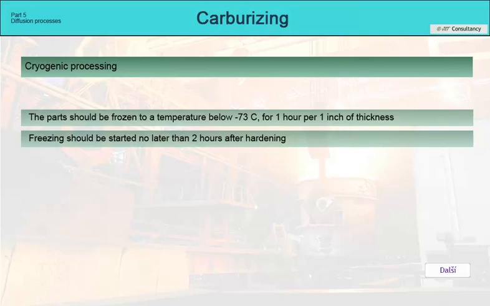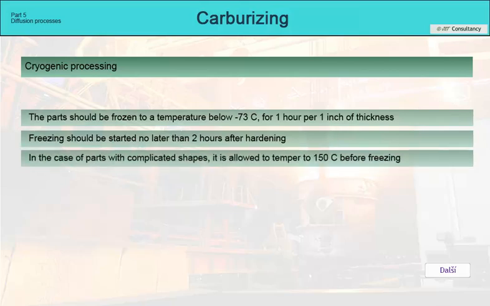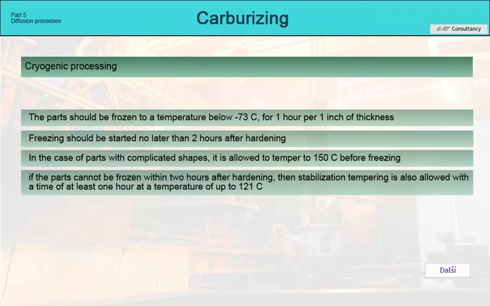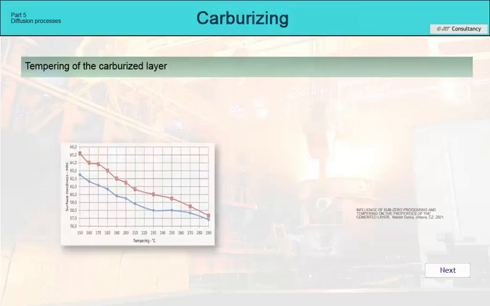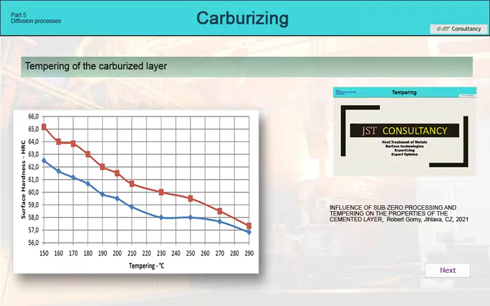However, in the event that there is a risk of cracks in the case of parts with complicated shapes, it is allowed to temper to 150 degrees Celsius before freezing. However, if the parts cannot be frozen within 2 hours after hardening, then stabilization tempering is also allowed with a time of at least 1 hour at a temperature of up to 121 degrees Celsius. Tempering is also part of the carburizing process. Details can be found in e-learning course number 03.02 entitled Tempering in a Protective Atmosphere and in a Vacuum.